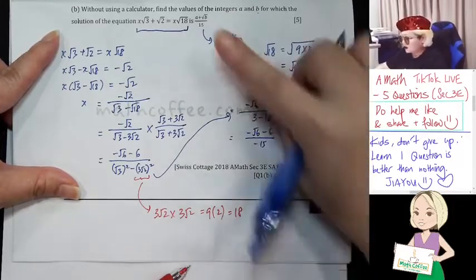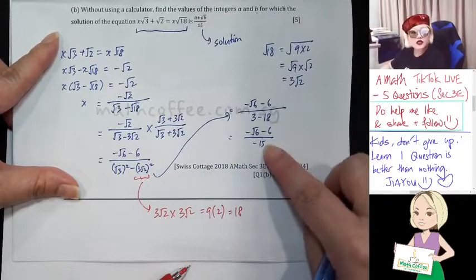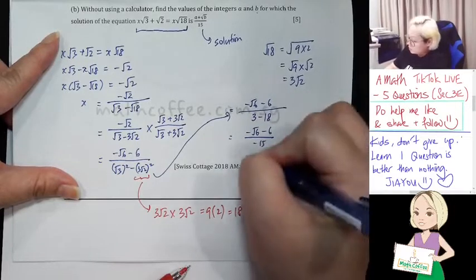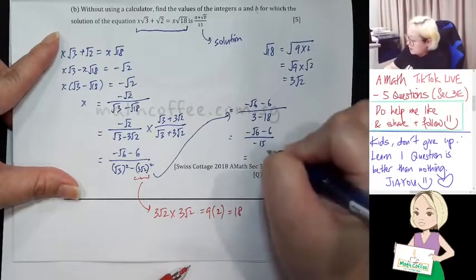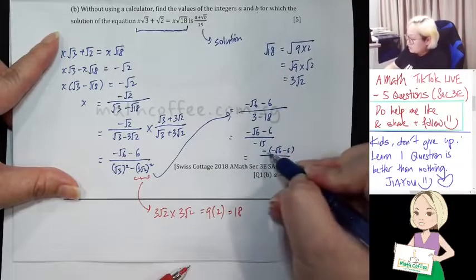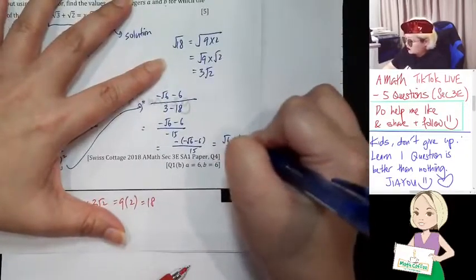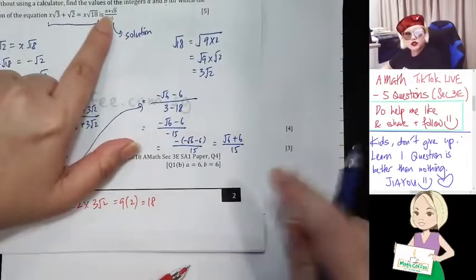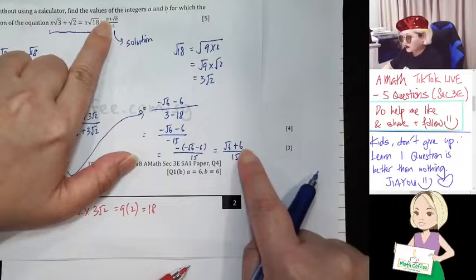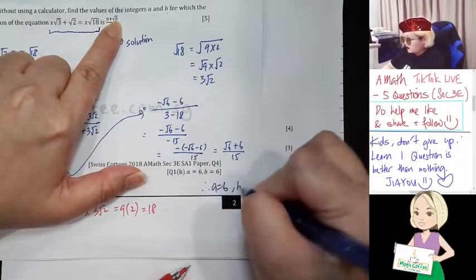So we are not done yet. You see the denominator is positive 15 in the required form, but mine is negative 15. So I'm going to bring the minus to the top. It becomes minus square root 6 minus 6 over 15. Now I'm going to put the minus in, so I get square root 6 plus 6 over 15. And you compare this and this, you can see that the a is 6 and the b is also 6. So you will say, therefore, a equals 6, b equals 6. Done.